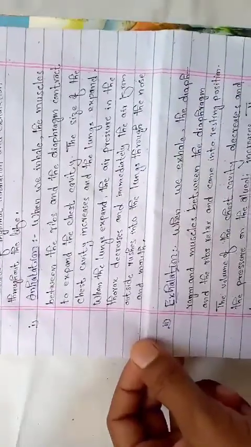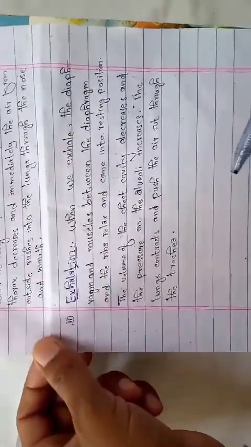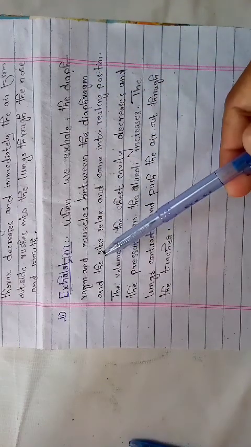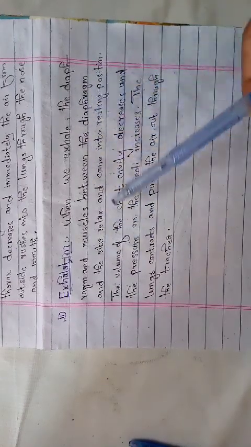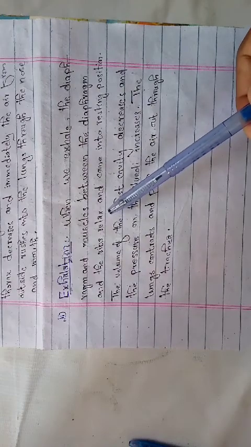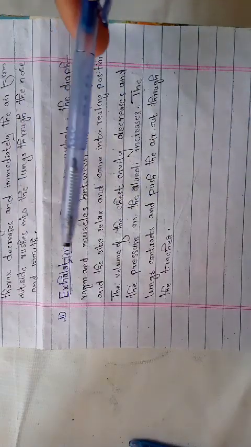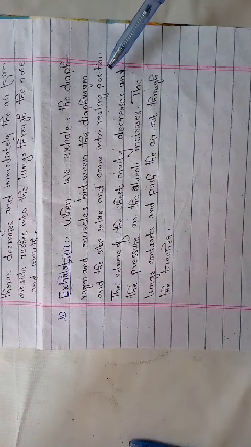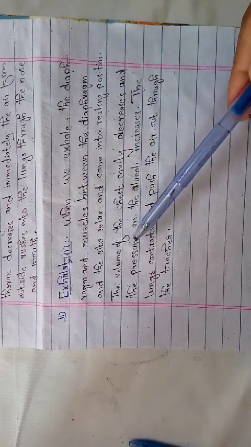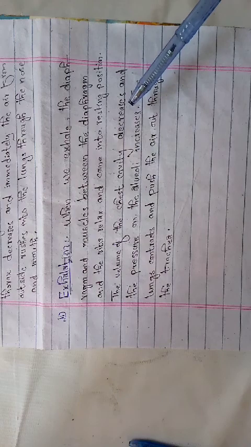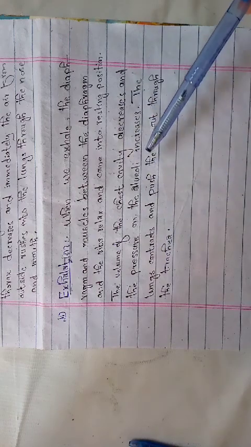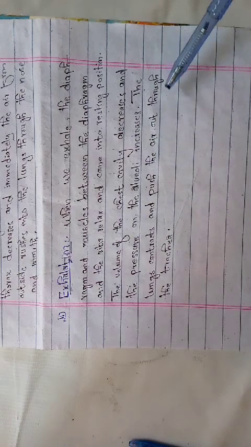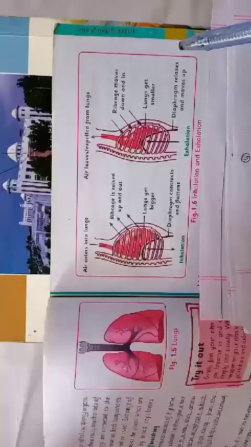Now if there is exhalation, what will happen? You can see that when we exhale, the diaphragm and the muscles between the diaphragm and the ribs relax. Before this they contracted. Now they are relaxed and come into a resting position. So the volume of the chest cavity decreases and the pressure on the alveoli increases. So the lungs contract and push the air out through the trachea.